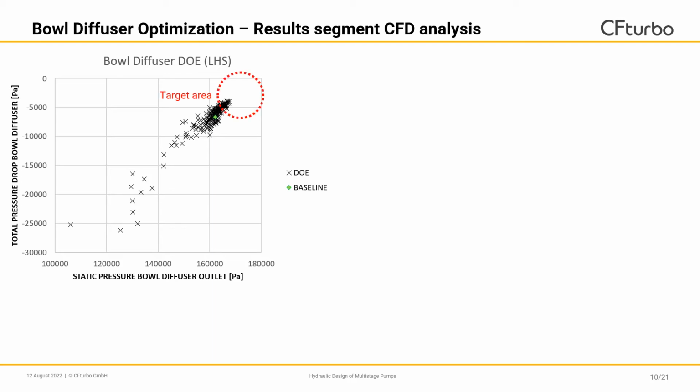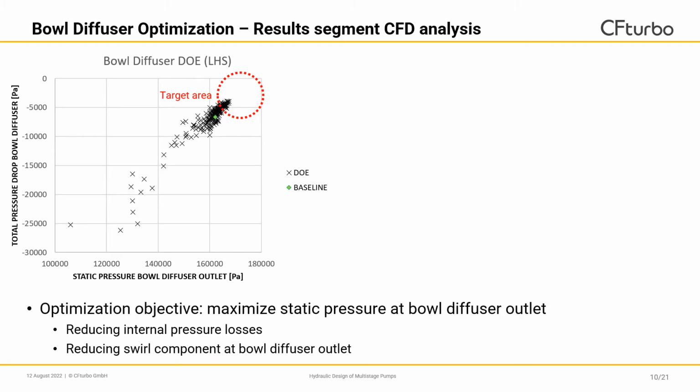You can imagine that by reducing the total pressure drop in the bowl diffuser and by increasing the static pressure at the bowl diffuser outlet, we want to move our optimized design into this target area. And we need to formulate objectives for our optimization. In this case, we want to maximize the static pressure at the bowl diffuser outlet. And this can be done by reducing the internal pressure losses inside of the bowl diffuser and reducing the swirl component at the bowl diffuser outlet.